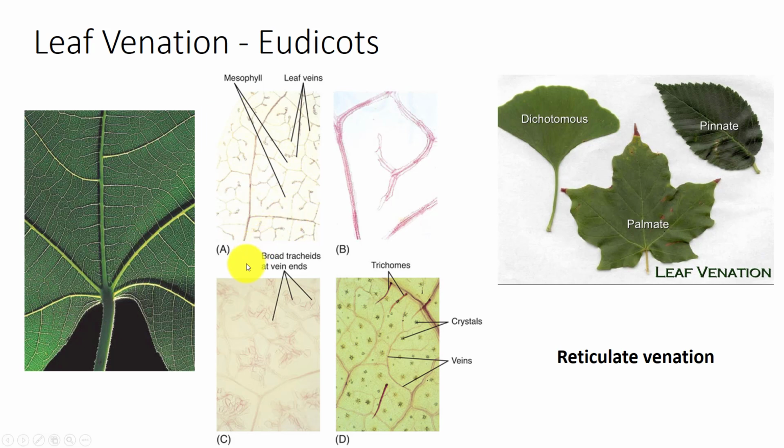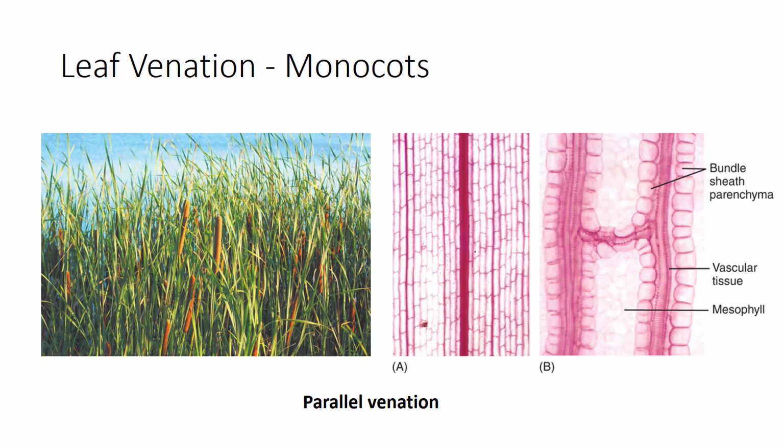The venation of eudicots can be further classified as pinnate, where the veins extend from the midrib, palmate, where the veins radiate from the petiole like a fan, and dichotomous, where the veins are forked like in this ginkgo. Monocot leaves tend to be long and strap-shaped, as in this cattail. Monocot leaves have parallel venation, as you see in this microscopic view of the corn leaf.